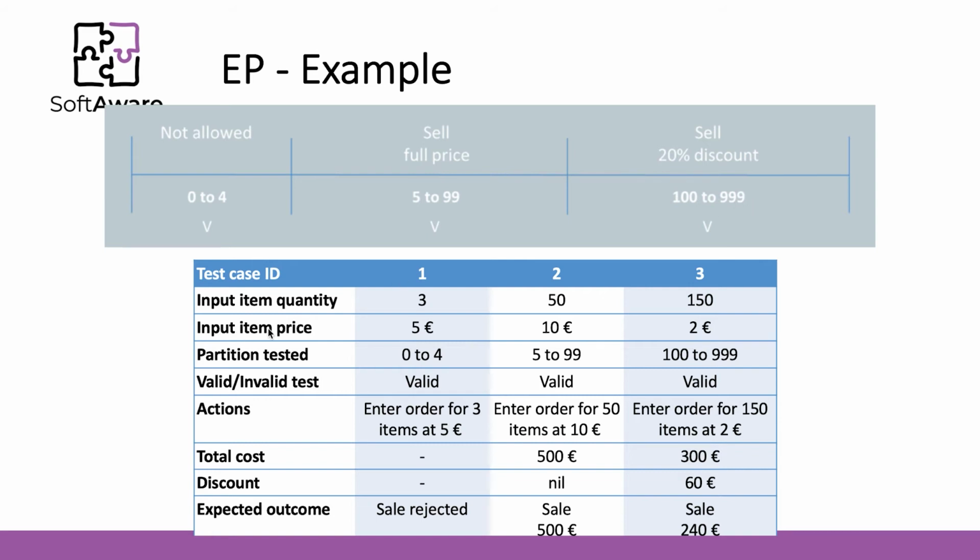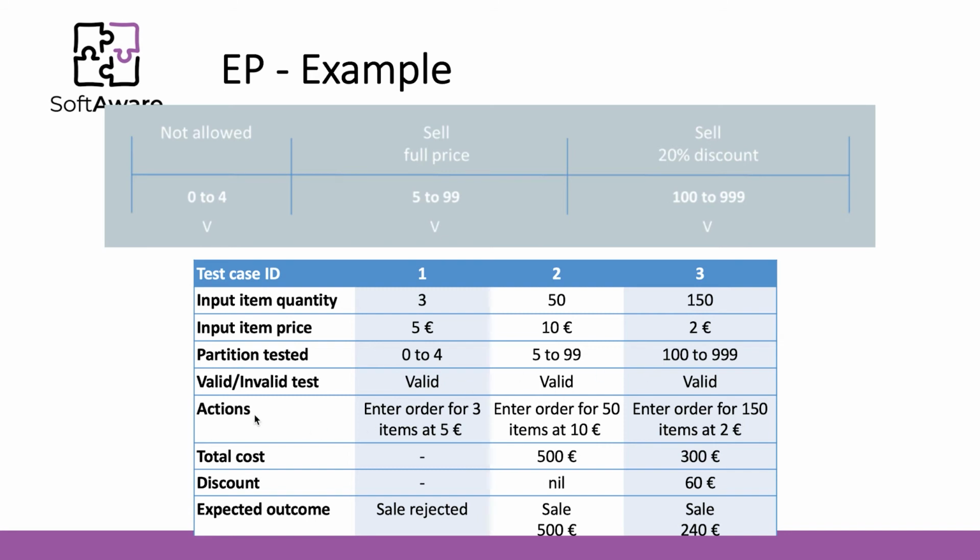The item price could be the same for every test case or not. This is quite irrelevant here because we are not focused on that variable, okay? But you should enter a value that will be used to compare with the expected result. So yes, you have to provide the value here. We are only considering here the valid partitions.